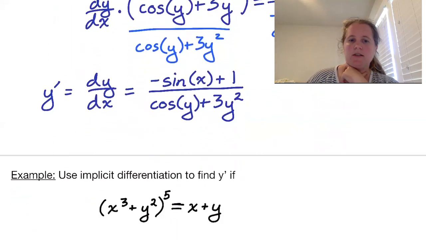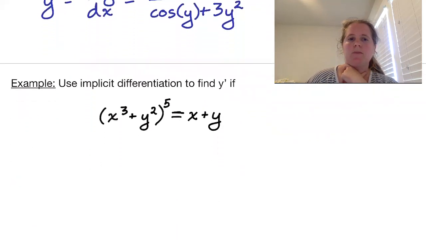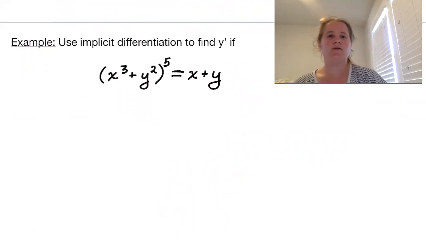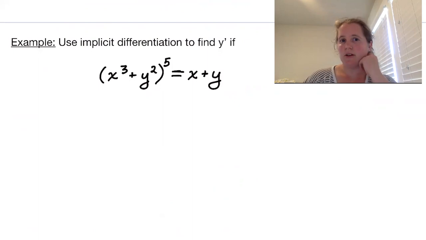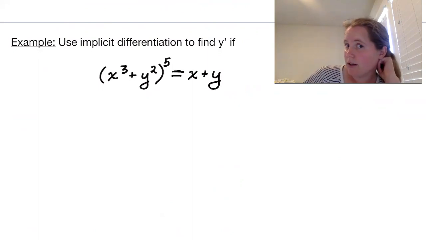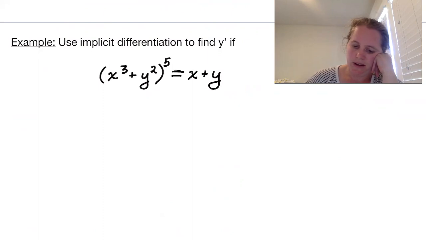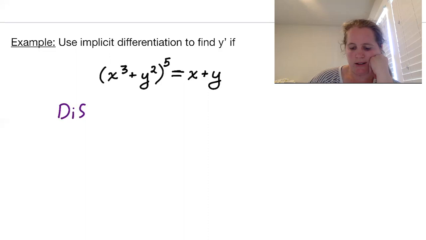Let's take one more example. Let's use implicit differentiation to find y prime if we have x cubed plus y squared, all in parentheses raised to the 5th, is equal to x plus y. So again, we're going to differentiate both sides with respect to x.